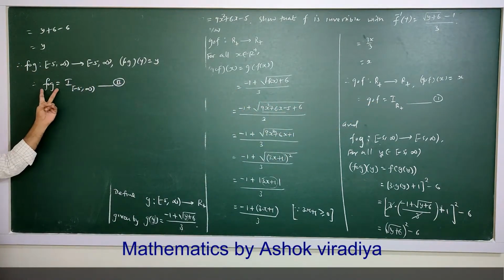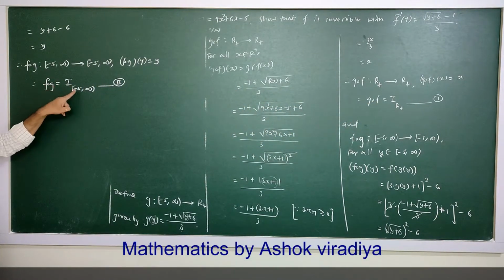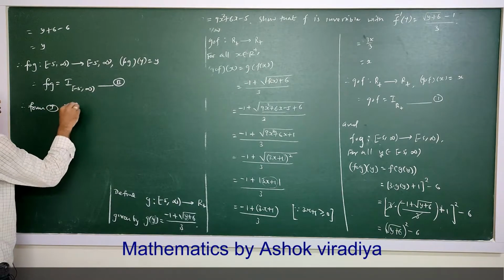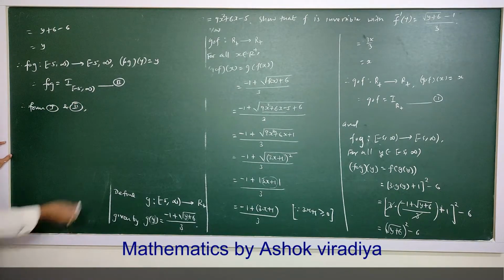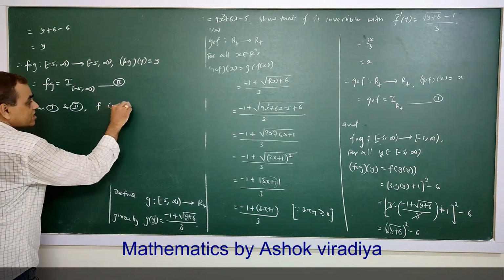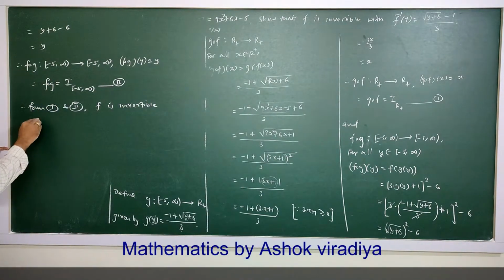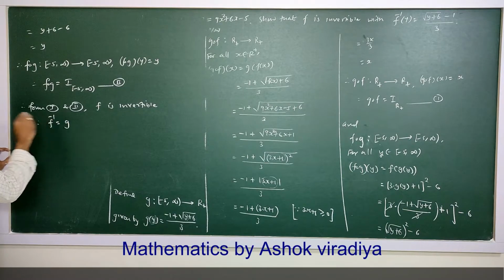FOG is also the identity function on the domain of G. Therefore from 1 and 2 it is clear that this function is invertible. Therefore f inverse is G.